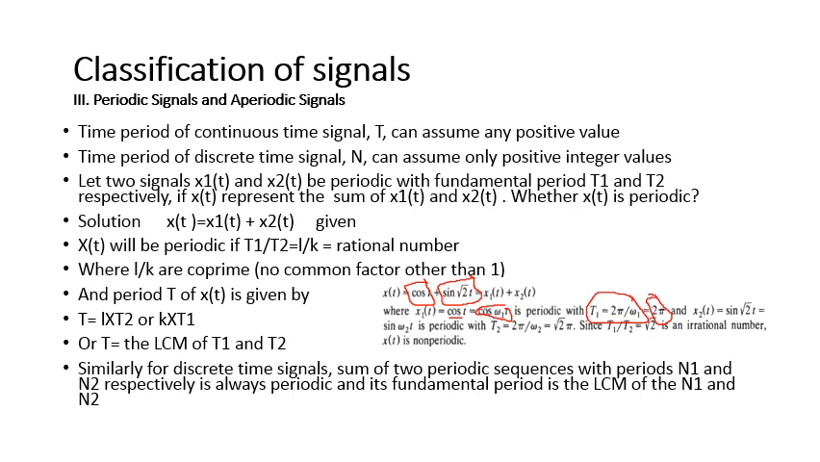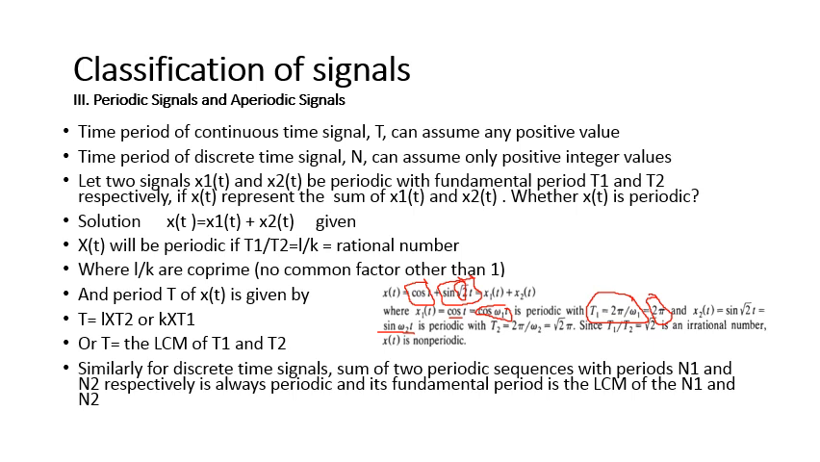Now we do a similar procedure for finding the time period of the second part, x2 of t, which is sin of square root of 2t. In the form sin of omega 2 t, the square root of 2 is the frequency omega 2 of the second signal. Because T2 equals 2 pi by omega 2, we get 2 pi by square root of 2. On simplification we get the time period equals square root of 2 times pi.